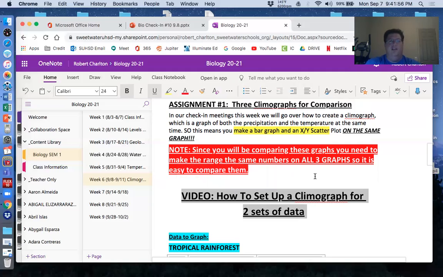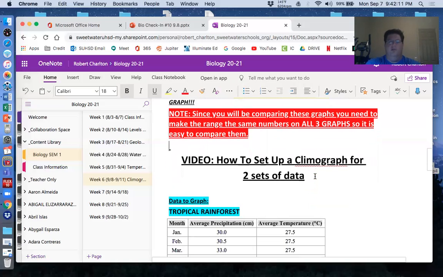It is tricky because you're going to be creating 2 y-axes, one y-axis for precipitation, one y-axis for temperature, and you're going to be graphing a bar graph on top of dots on a line on the exact same graph. And so that might be something new for a lot of you, so we're going to get to that.